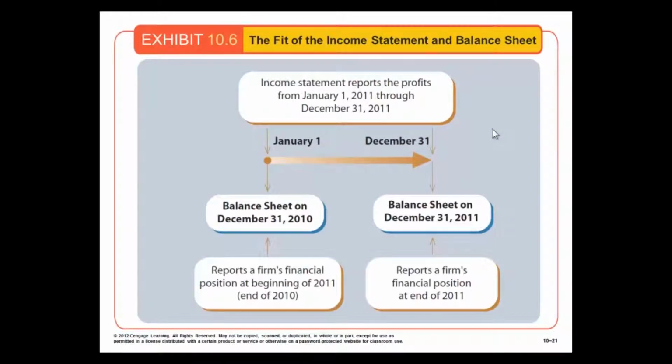So here's a good diagram of what we were just talking about. An income statement reports the profits from January 1st to December 31st of a year. The balance sheet then would have a statement on December 31st and a statement again on December 31st, 2011. And you can see that the balance sheet has collected information over that period of time. So the balance sheet reports the firm's financial position at the beginning of 2011 and then reports the firm's financial position at the end of 2011.